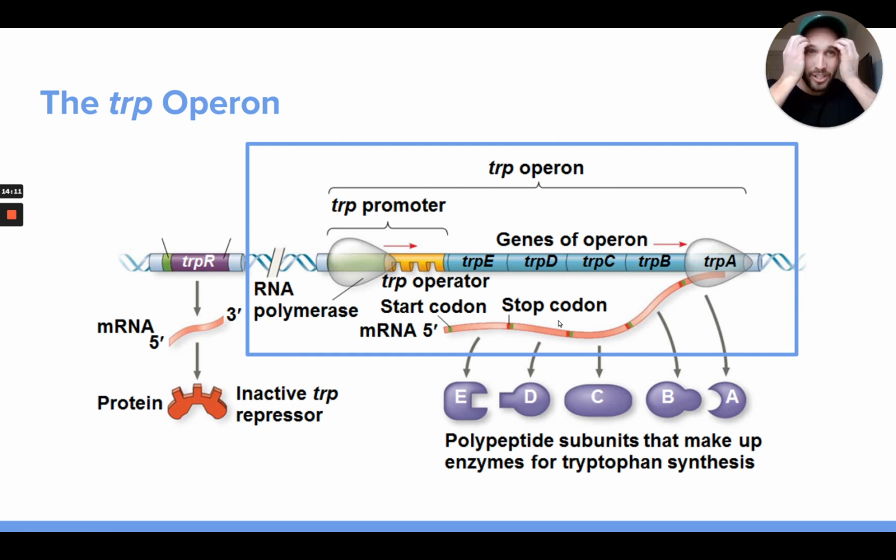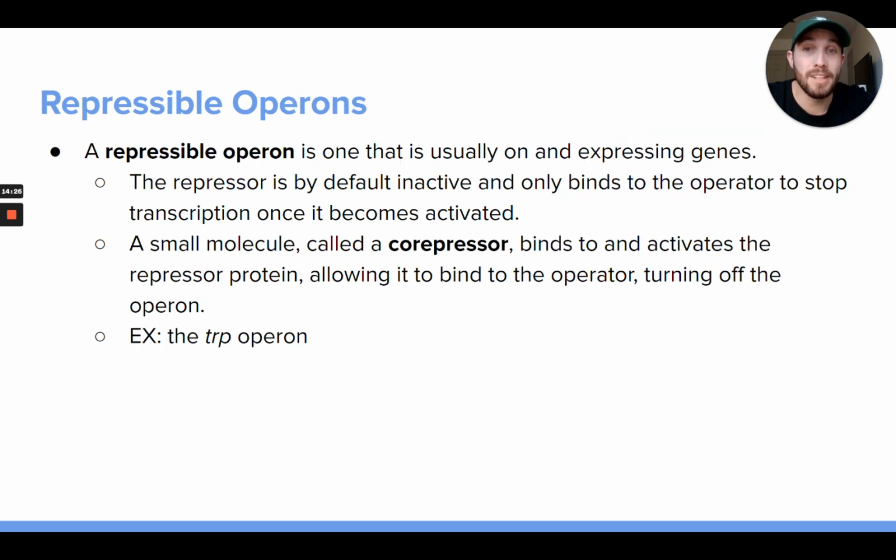And so there's actually 2 main types of operons. There's operons called repressible operons and operons called inducible operons. So I'm going to explain both of them to you right now. We're going to start with repressible operons. So a repressible operon is actually the example that I'm talking about right now with tryptophan, the trp operon.